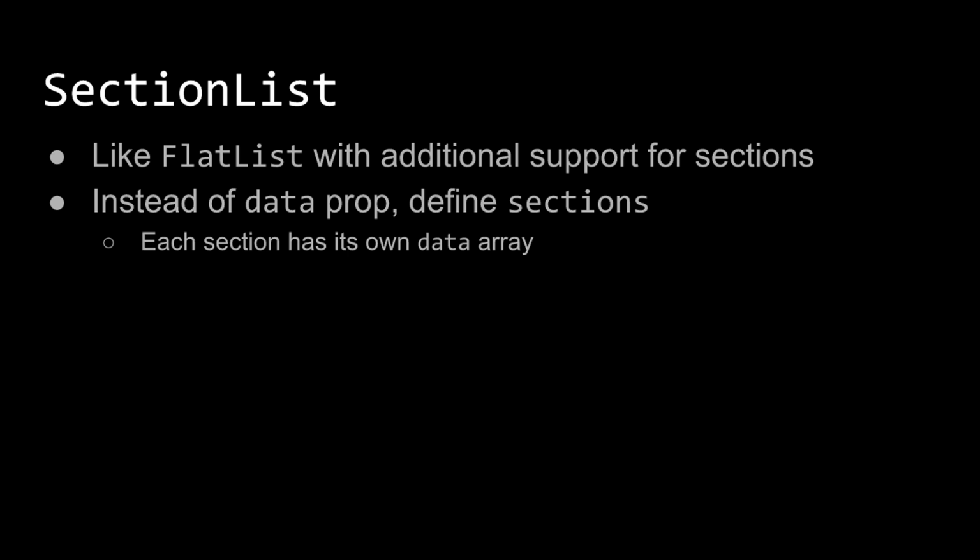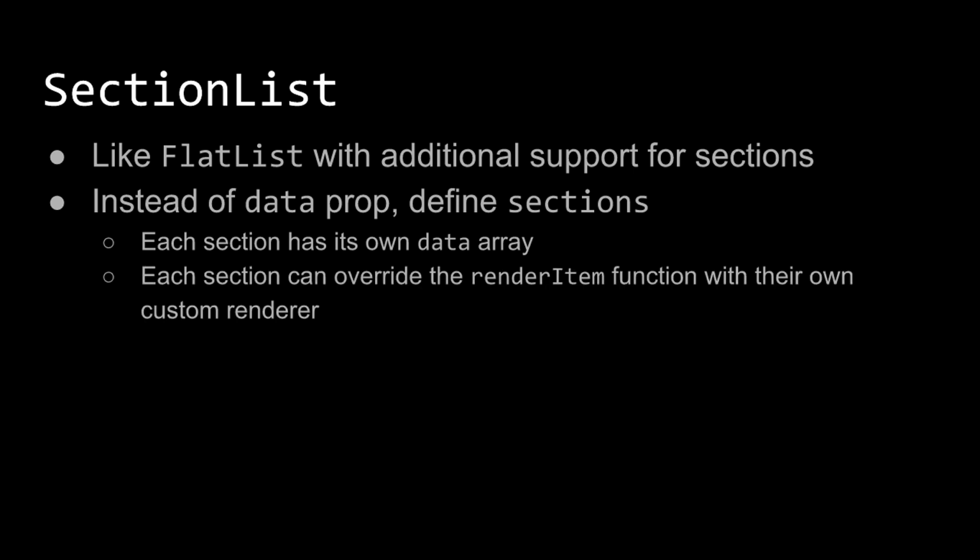What do those sections look like? Well, each section has its own data array. So unlike in flat list, where we had an array called data, we now have an array called sections, where each section is an object with its own data array. And each section has the opportunity to override the render item function with their own custom renderer. Say if you wanted to have different colors or different backgrounds for each section, you could do that by overriding the render item function.